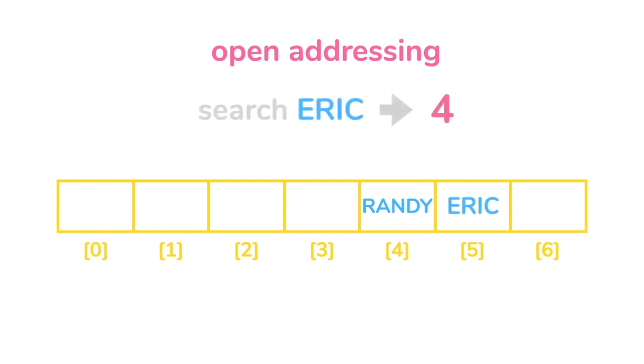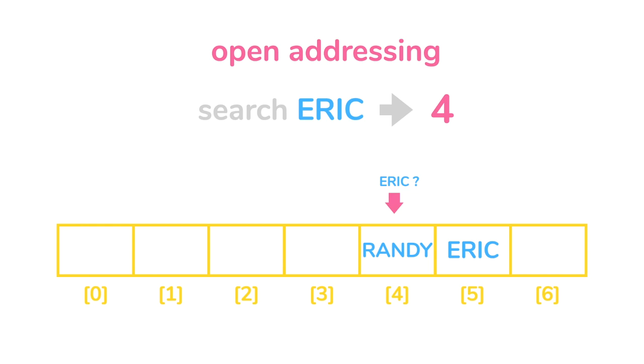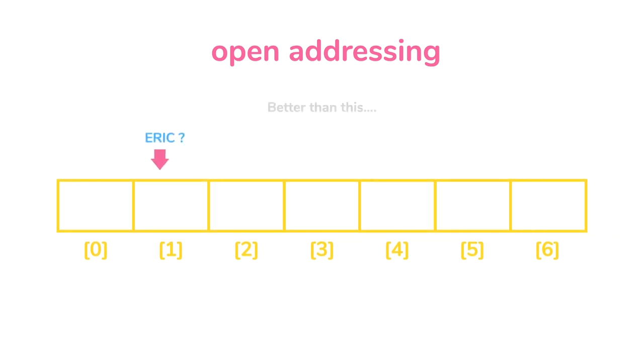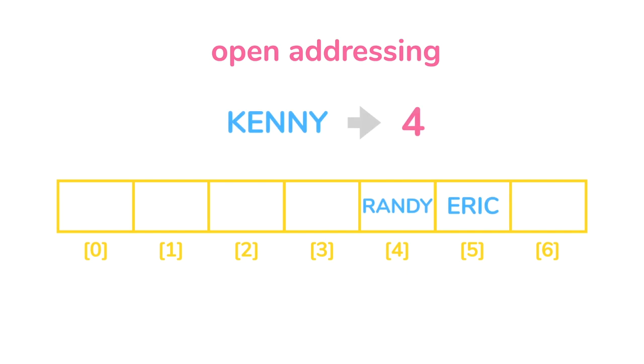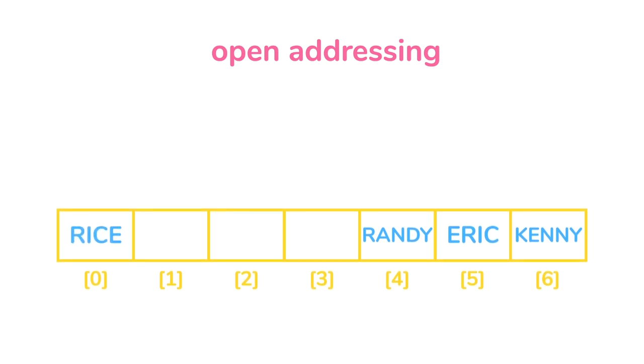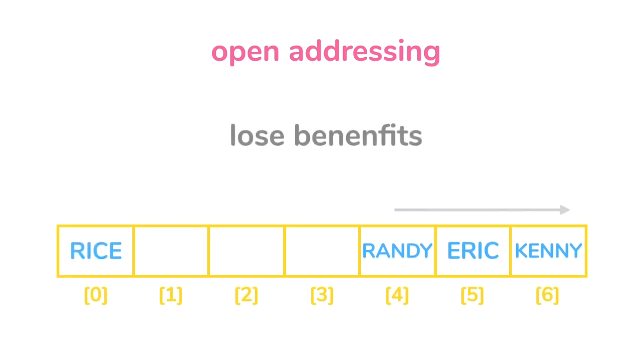And when we later on try to search Eric, we first go to its original position where the hash function tells us to go. And if it's not there, then we'll look into the next index. Although we need to add an extra step when we're searching, this would still be faster than just searching all the indices one by one from the beginning. But with open addressing, as the array gets filled more and more, the names would get further and further away from where they should be, and we will start to lose the benefits of hash tables.